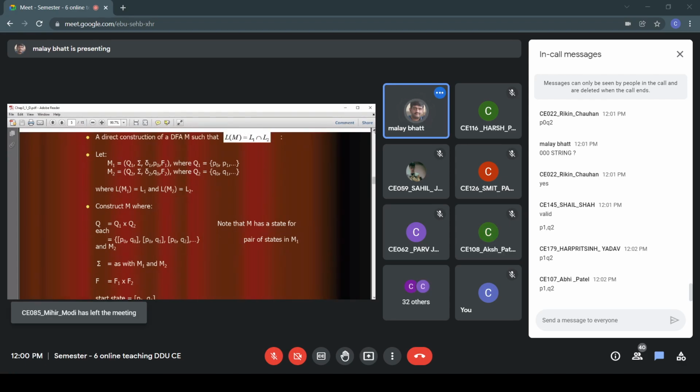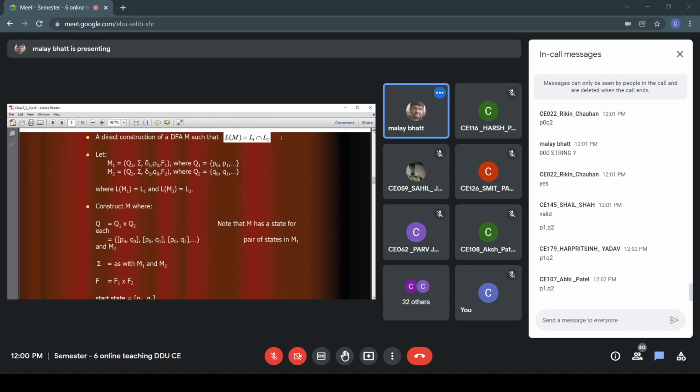We have two automata, M1. For M1 we use the states P0, P1, P2 in this theorem, and we write Q1 as the set of states of the first automata, sigma which is common, delta 1 the transition function of the first automata, P0 the initial state, and F1 the set of accepting states of the first automata. Now for the M2 machine, we have Q2 the set of states of the second automata, sigma, delta 2 the transition function for the second automata, Q0 the initial state of the second automata, and F2 the set of accepting states of the second automata.